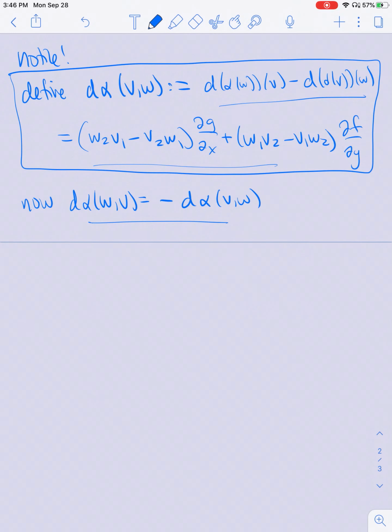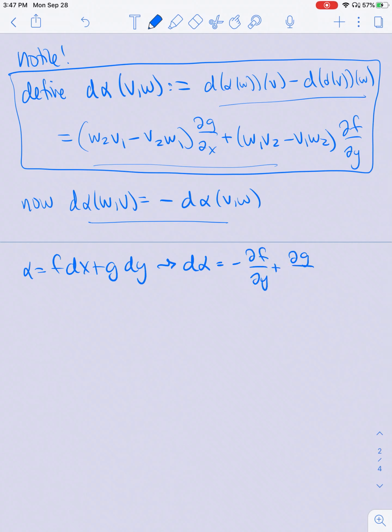Okay, so finally we want to explain why this is the same formula that we got before. So recall alpha is f dx plus g dy. So that means that d alpha is negative df/dy plus dg/dx, wedge dx dy. And this is because d alpha is df wedge dx plus dg wedge dy, and only the derivative of f in terms of y will survive because you can't have two dx's. Similarly, only the derivative of g in terms of x will survive.